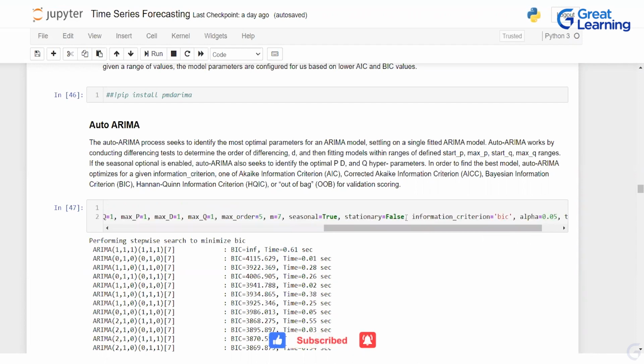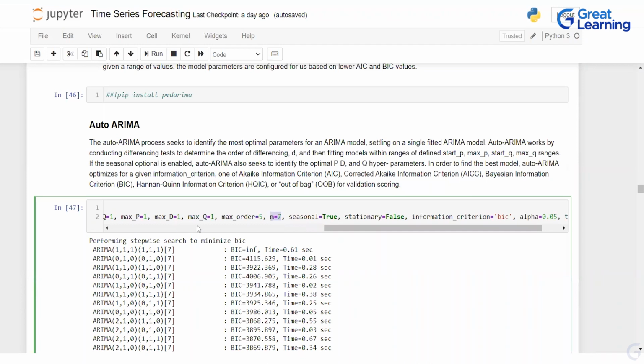Seasonality true, stationarity false, because I don't want to, I have given D equals 1. M seasonal, that is the month thing, and all these things. Information criteria, how to decide, based on BIC. Alpha is 0.05, trace equals 0 so that I can print it. Now I am doing this.